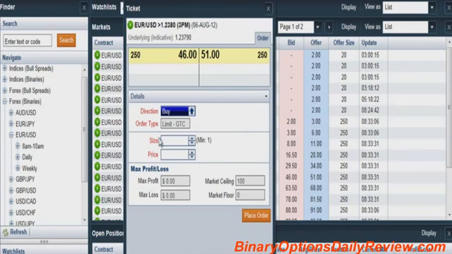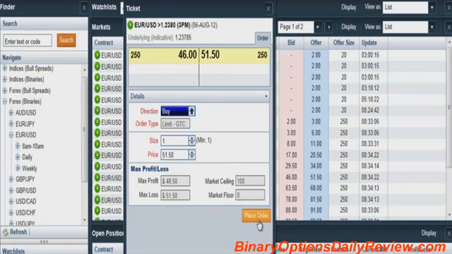So the next thing I would do is, for size, you can put minimum is 1, and then for price, if you just click on the plus or the up or down arrow, it'll automatically fill you in at the price that is current to the bid.